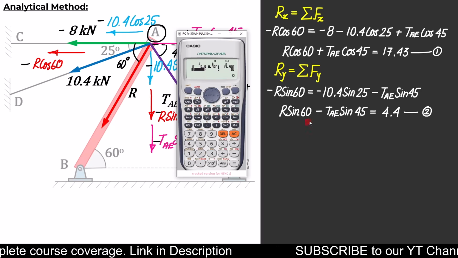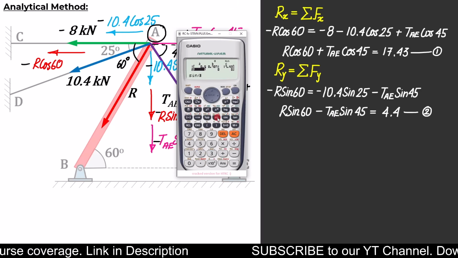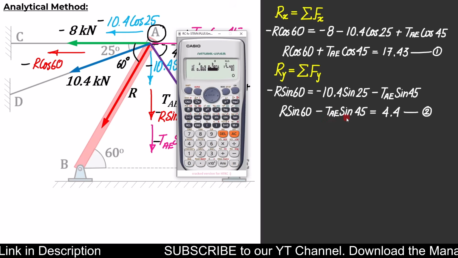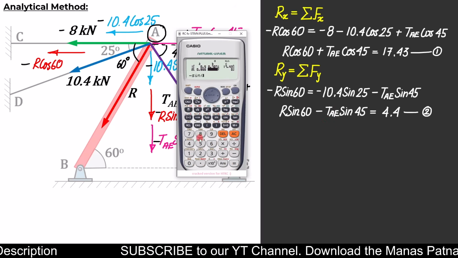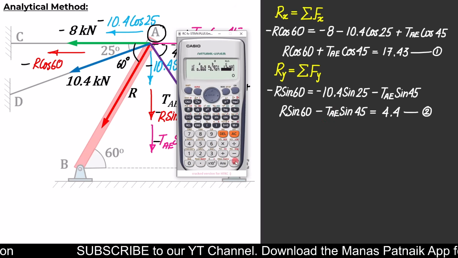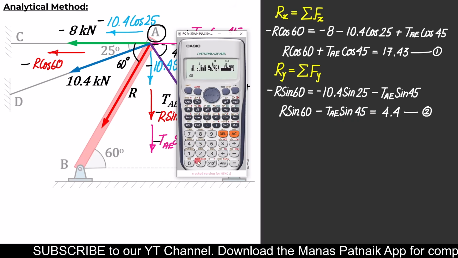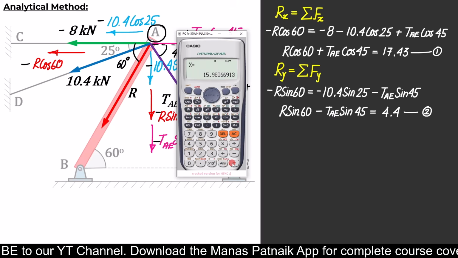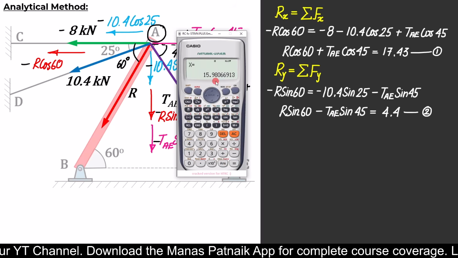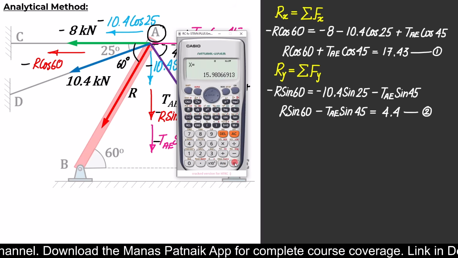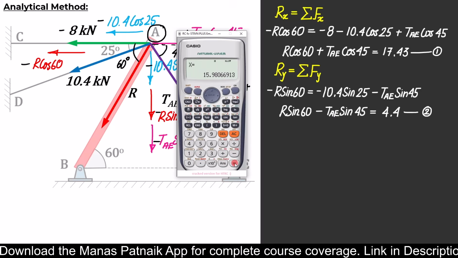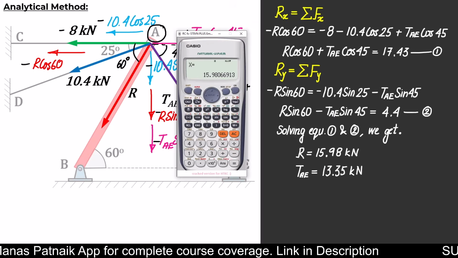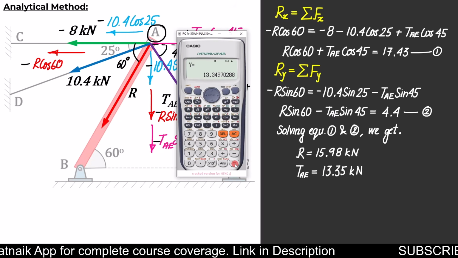17.43. Enter. Then you have sine 60. Sine 60. Enter. Then you have minus sine 45. Minus sine 45. Enter. Then you have 4.4. 4.4. Enter. Enter again. And you can see 15.98. That is your first result. And then you have another result, 13.35. These are the two results which we have got.